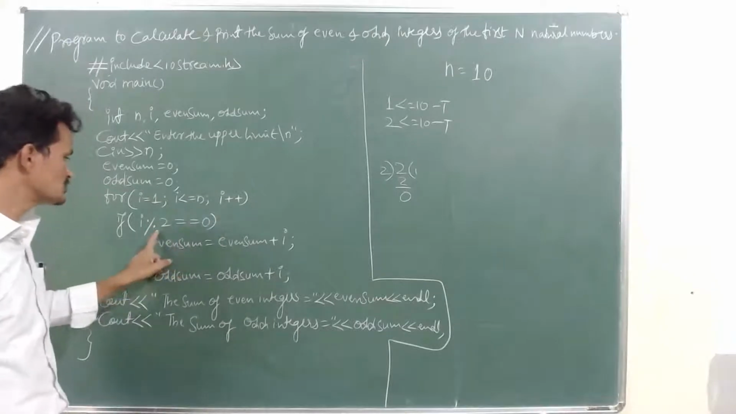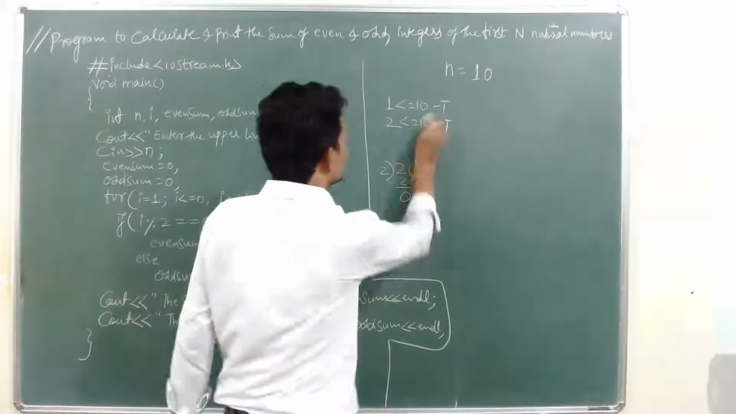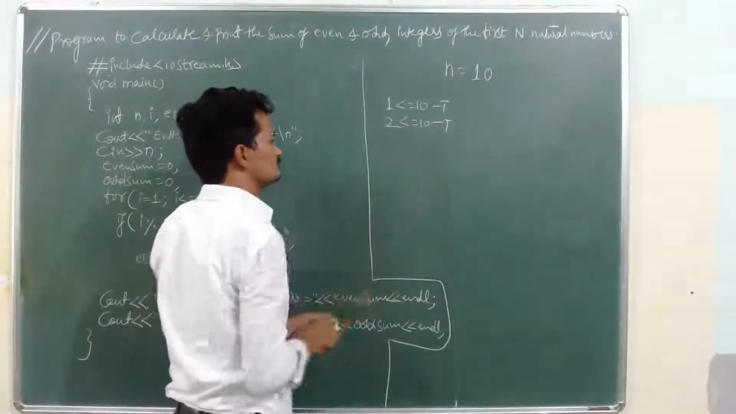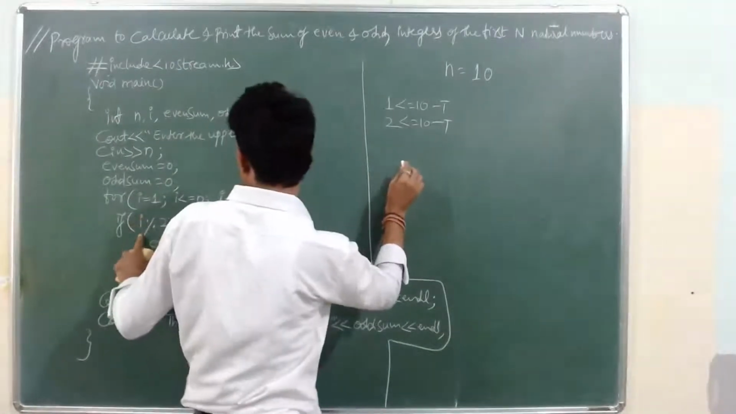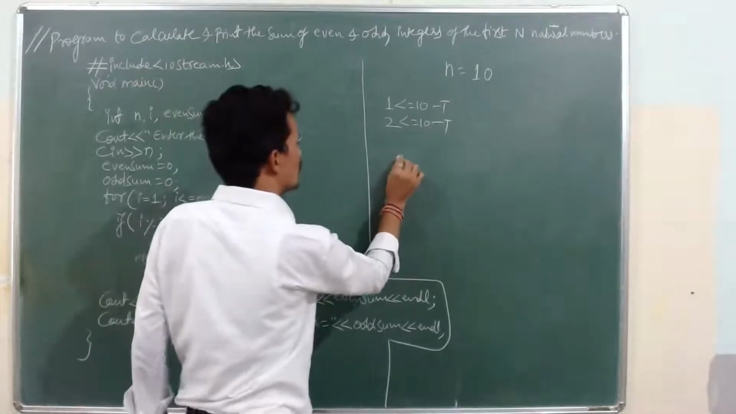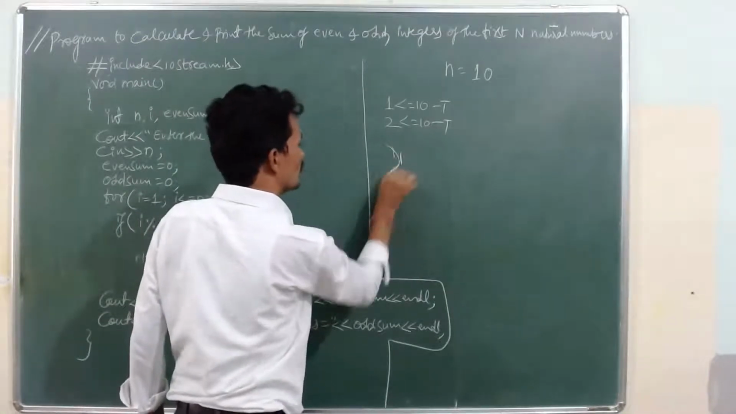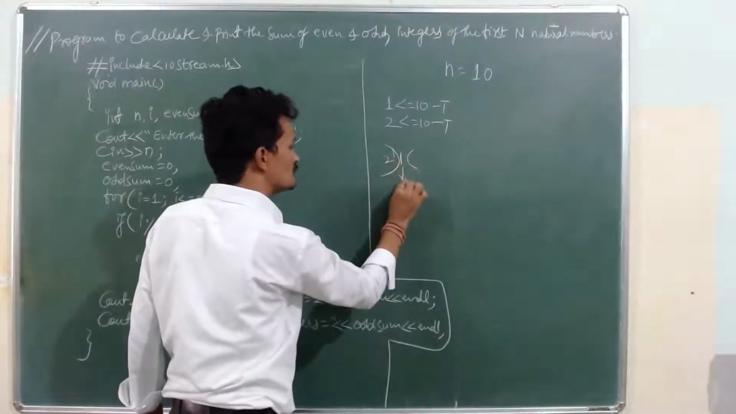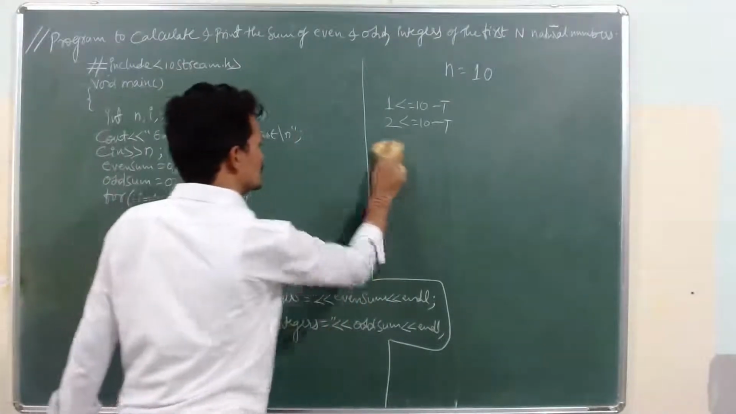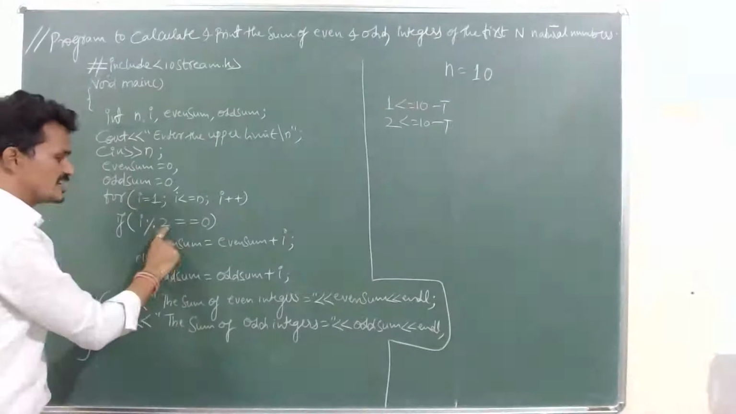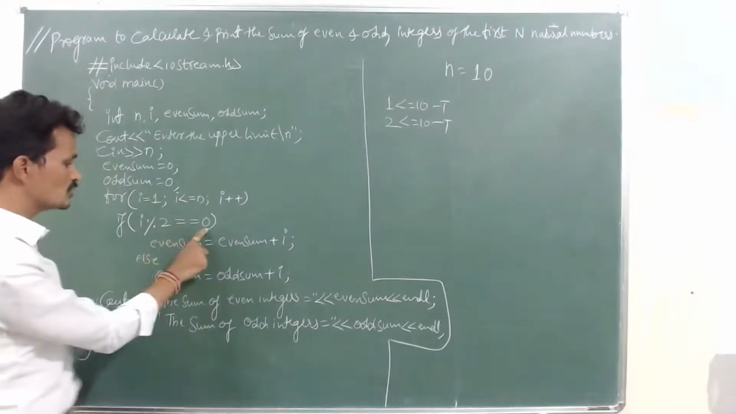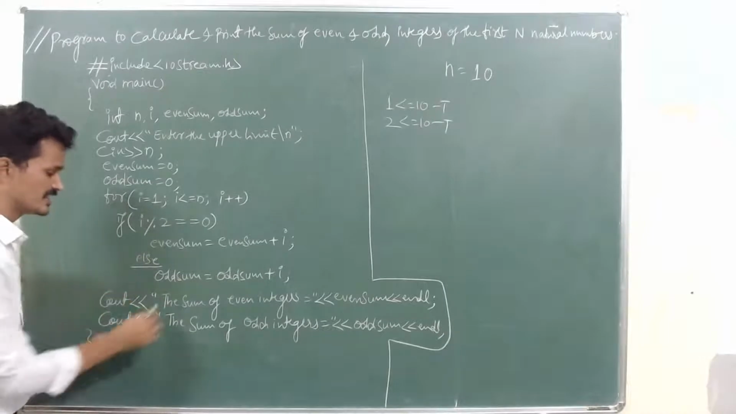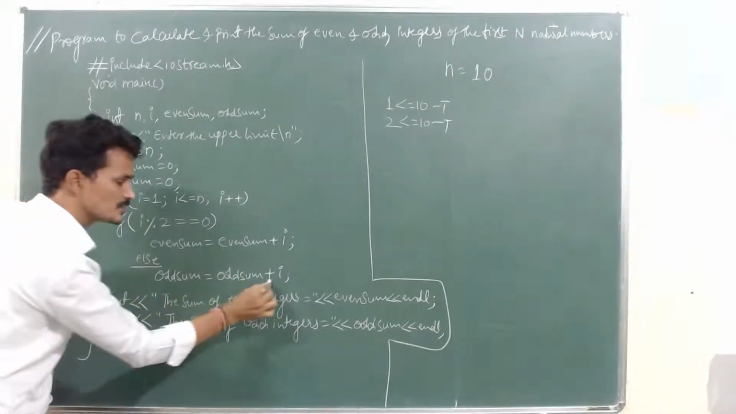Once again, before this, what was the value of i? The first time the value of i was 1. If i mod 2, the i value is 1, so 1 mod 2 is 1, since 1 is less than 2 and the number itself becomes the remainder. So is 1 equal to 0? Condition false. Condition false means I will execute the else part, that is odd sum is equal to odd sum plus i.